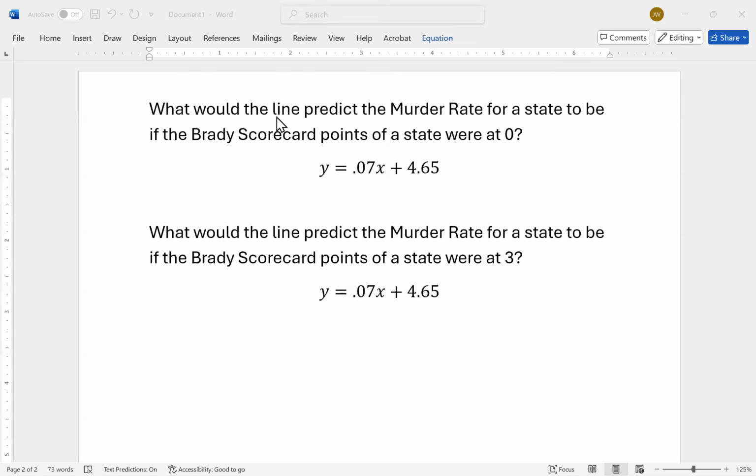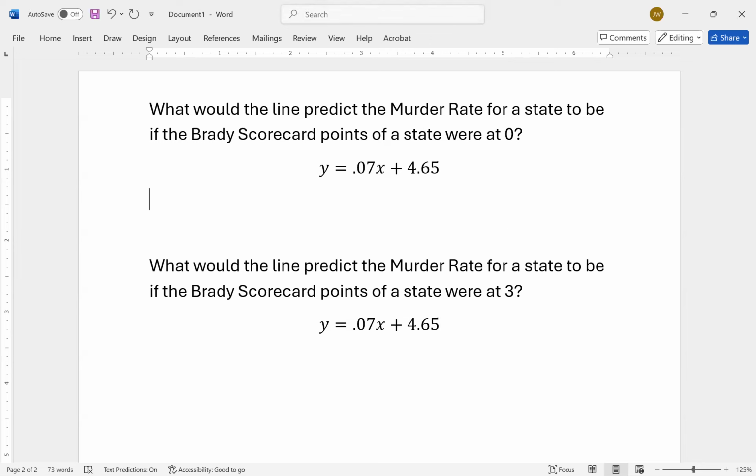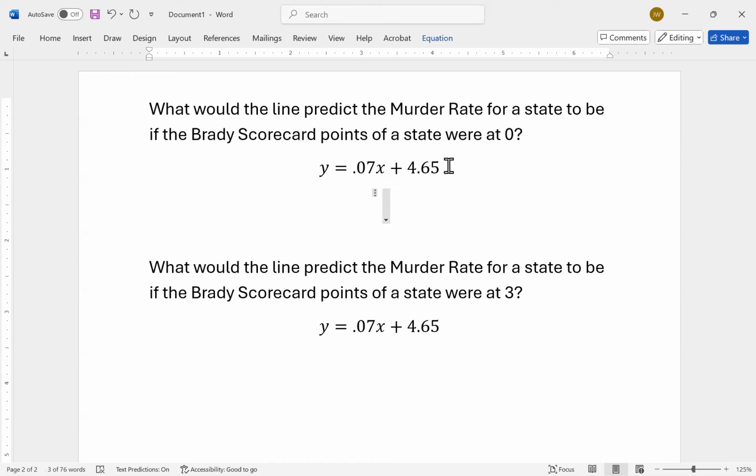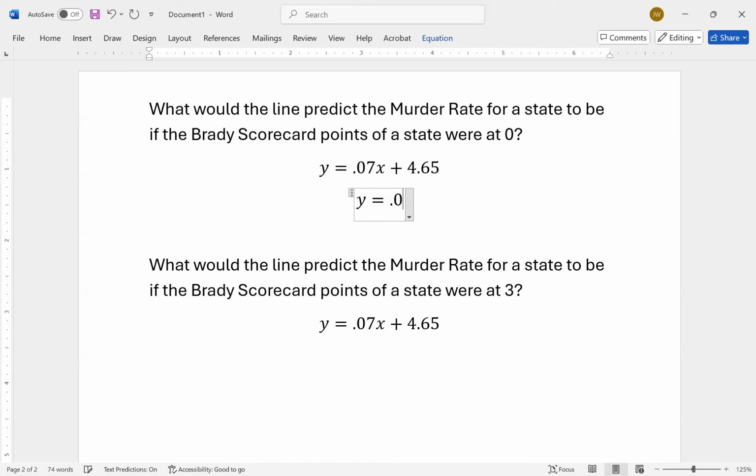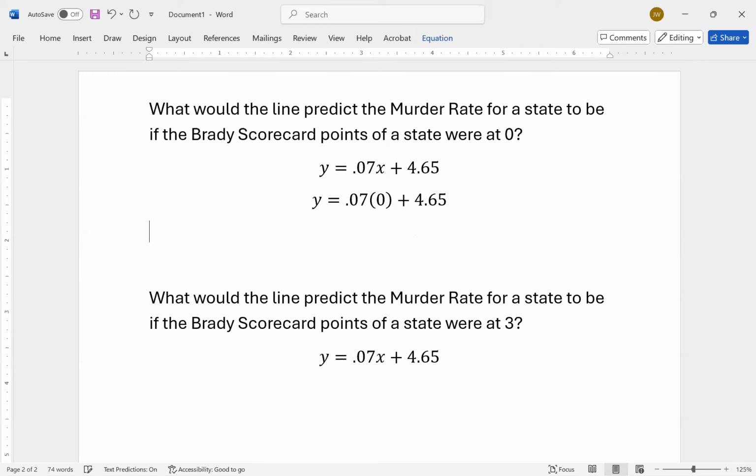All right, so what would this line predict the murder rate for a state to be if the Brady scorecard points of that state were at 0? We take our line, and knowing that the murder rate is the Y and the Brady scorecard points is the X, we just have to plug in 0 for X. And if you do that, it's pretty straightforward that this line is predicting the murder rate to be about 4.65.